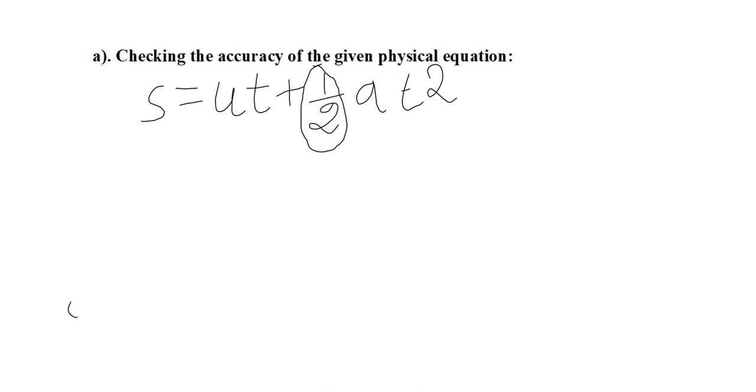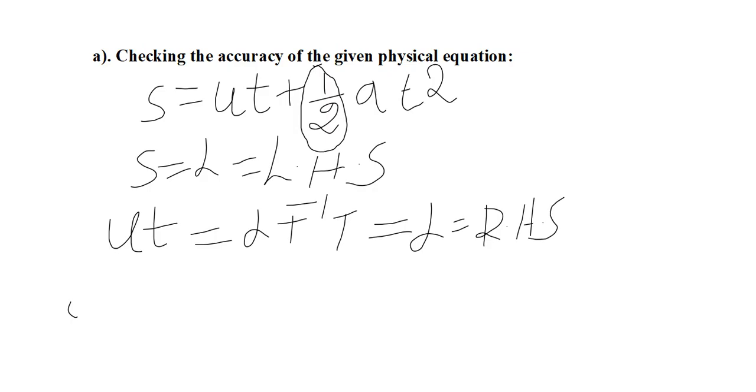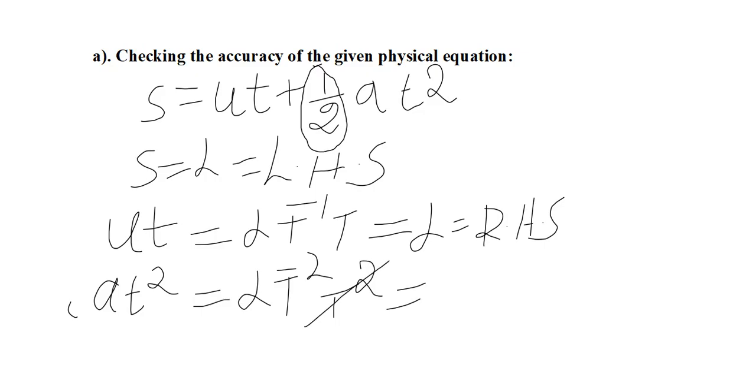S is distance, its dimensional formula is L, that is LHS. Now we can prove that ut is L and a t square is L. U means velocity, L T inverse, times t, that is L, which is equal to the LHS. Next one is a t square, a is acceleration, L T power minus 2, times t square, so that is L, the RHS. Here LHS is equal to RHS. This equation is correct, but one thing is you can't find out the values of these constants.